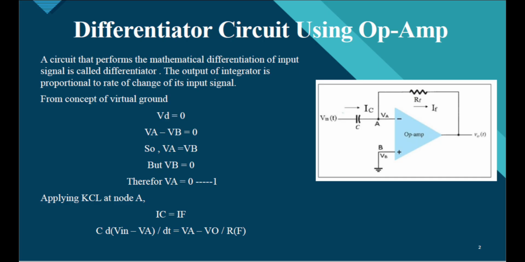Differentiator circuit using op-amp. A circuit that performs the mathematical differentiation of the input signal is called a differentiator. The output of the differentiator is proportional to the rate of change of its input signal. The diagram is shown below: the positive terminal is connected to ground, and we have a capacitor C with current IC, V in is the input, and we also have a feedback resistance RF with the feedback current IF, and the output voltage V naught(t).